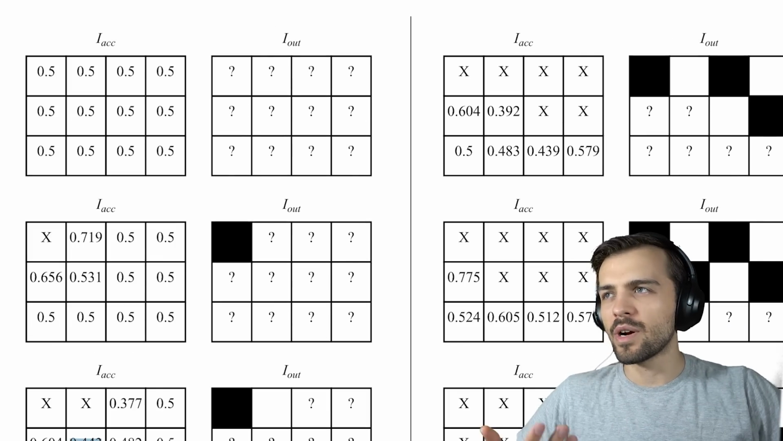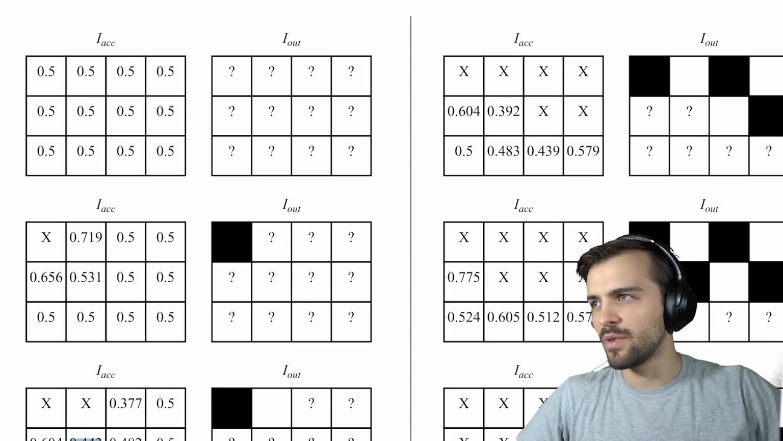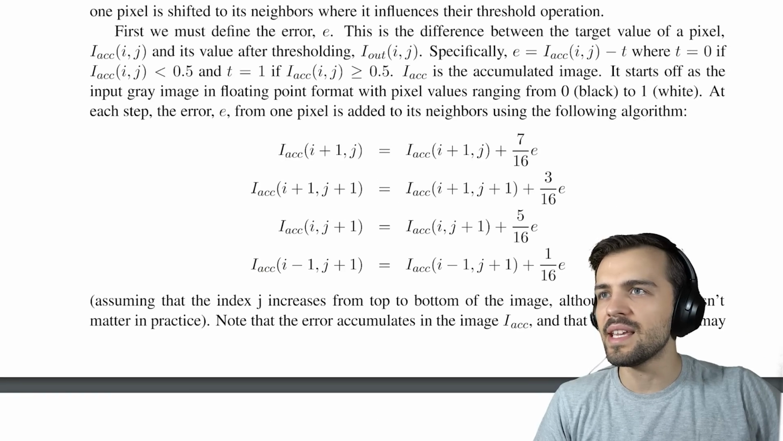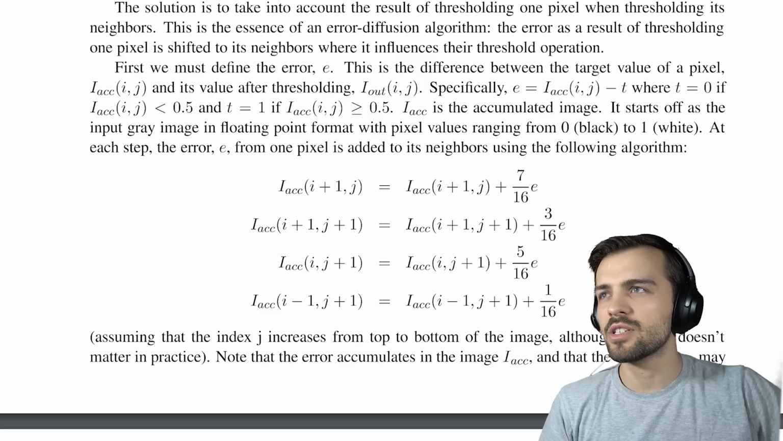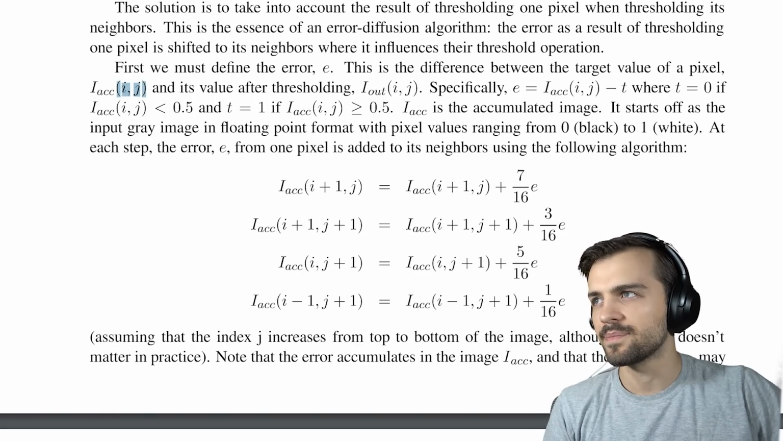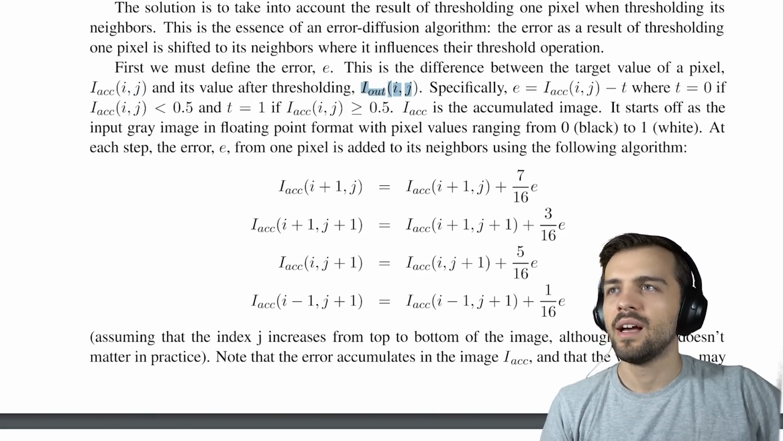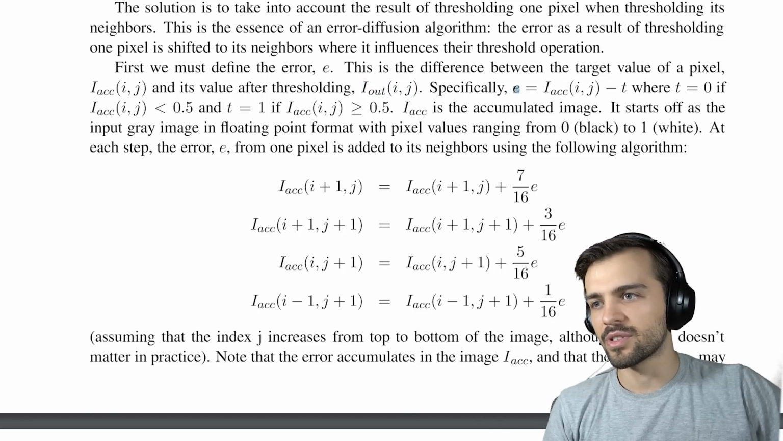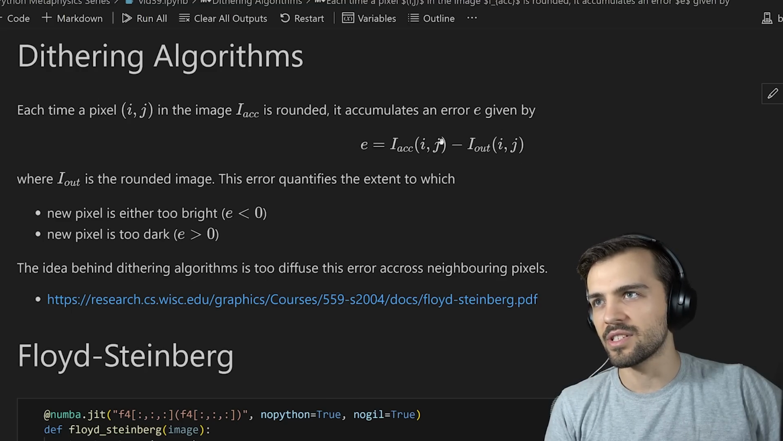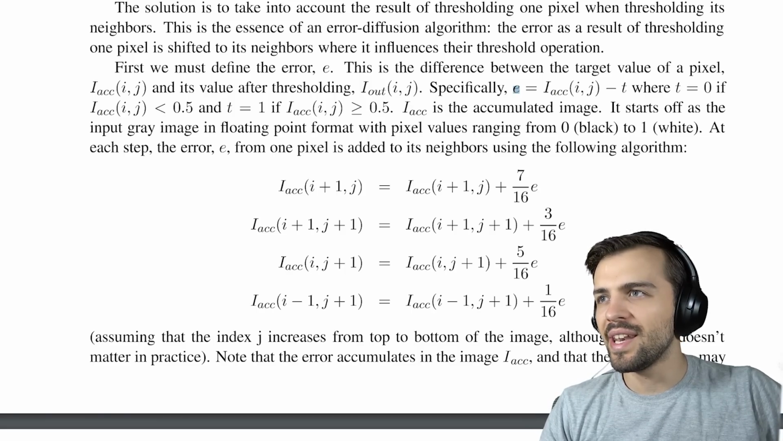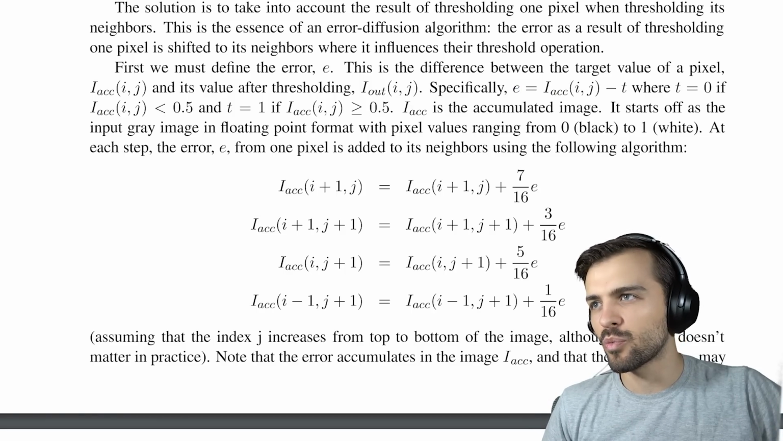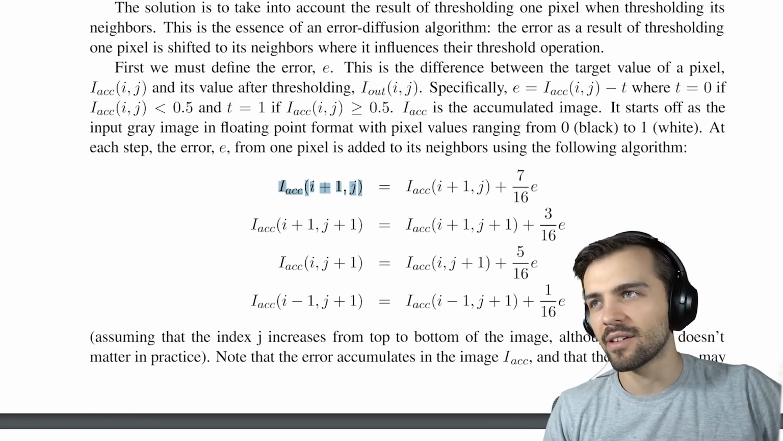So the main question you're probably asking now is, what are the mathematics involved in adjusting these neighboring pixels every time I iterate through a given pixel in the output image? That's basically these equations here. Imagine that I'm at the pixel ij here, and then I round it to get the output pixel. Then I define the error, as I did in the code that I have here. This is the error. And then I adjust all the neighboring pixels of my original image based on that error.